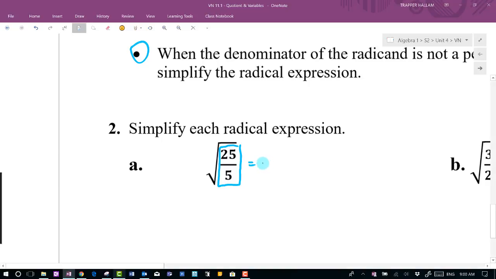So if we take 25 and divide it by 5, we're going to find out that 5 goes into 25 5 times. And then again, I'm done. I actually don't have to employ any more rules.